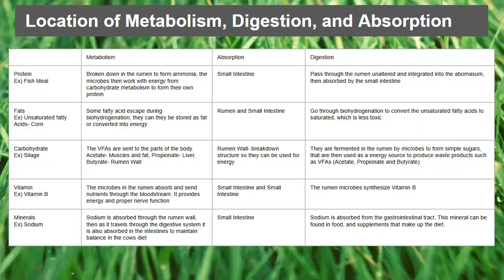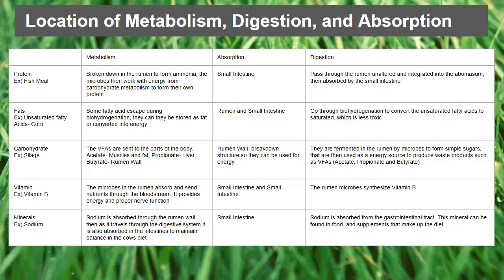Now looking at the location of metabolism, digestion, and absorption. So first nutrient we have listed here is protein. An example would be fish meal. This is broken down in the rumen to form ammonia. The microbes then work with energy from carbohydrate metabolism to form their own proteins. The absorption occurs in the small intestine, and the proteins pass through the rumen unaltered and are digested in the abomasum and then absorbed by the small intestine.